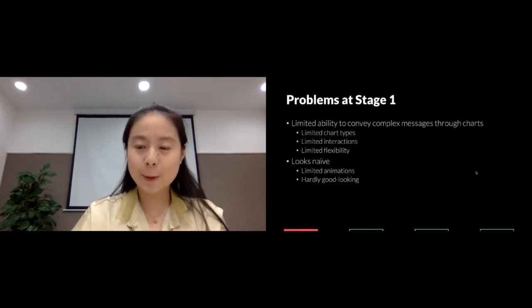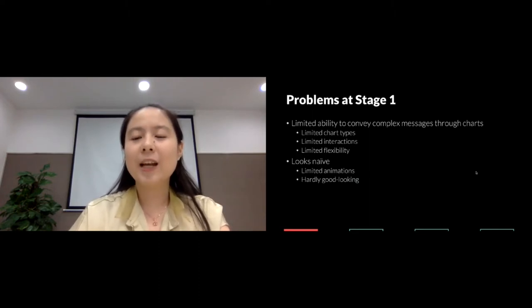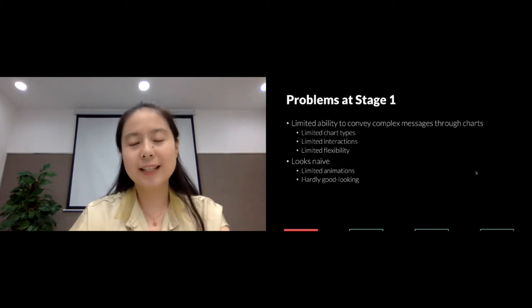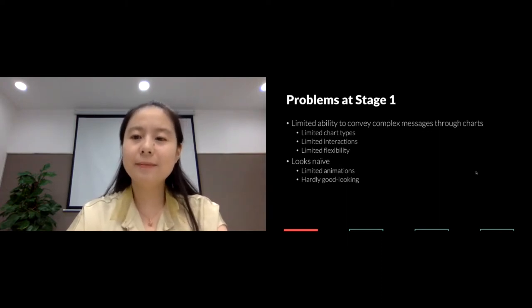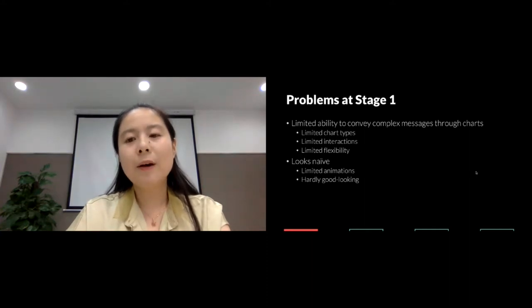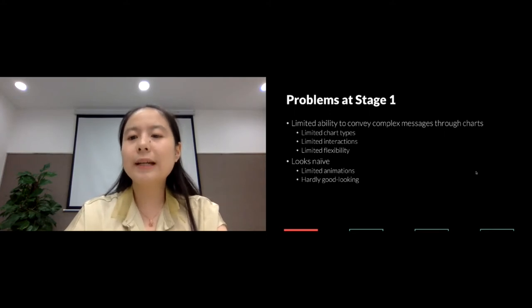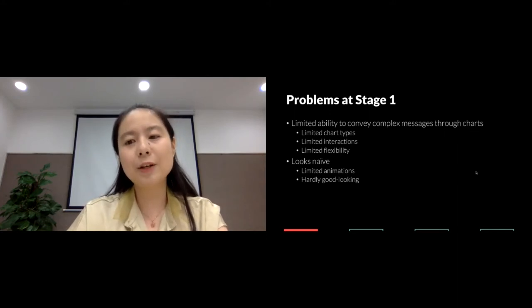We see in previous examples that charts at this stage were quite simple and had only limited functions. Chart types were limited to most frequently used ones like bar charts, line charts, scatter charts, and pie charts. It had little interaction and served almost as an image. And it was hard to use chart tools at this stage to do complex things. Also, there were limited animations and not very good looking. So people at this stage realized that it is useful to involve more animations and more chart types to make charts fancier.